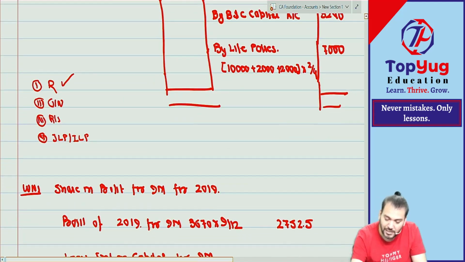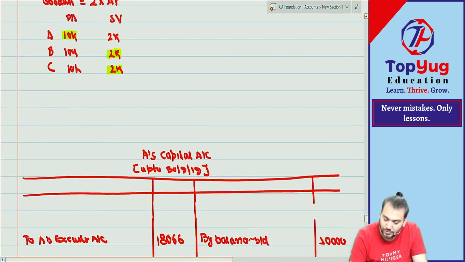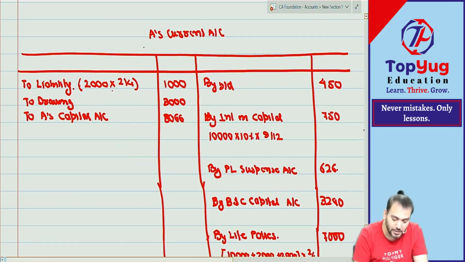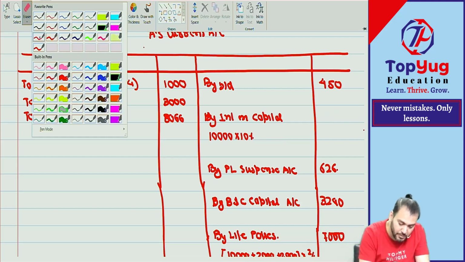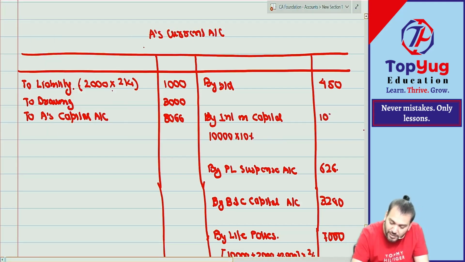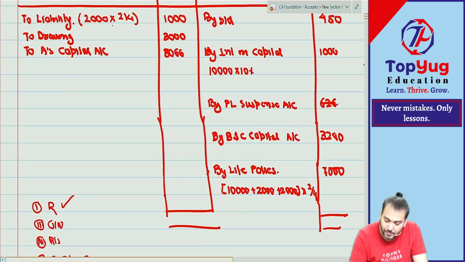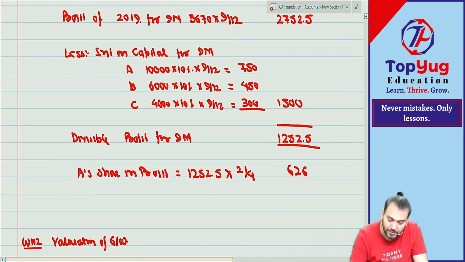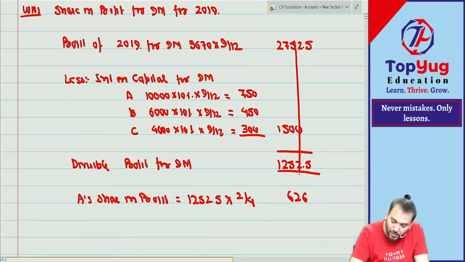First, what will the interest be? 1000. It will not be 9 by 12. This will be 9 by 12. That is the first mistake. Then the second mistake is what? Our P&L suspense account will also be wrong, because that needs to be calculated for 12 months also. So this is not correct. This is also entirely wrong.